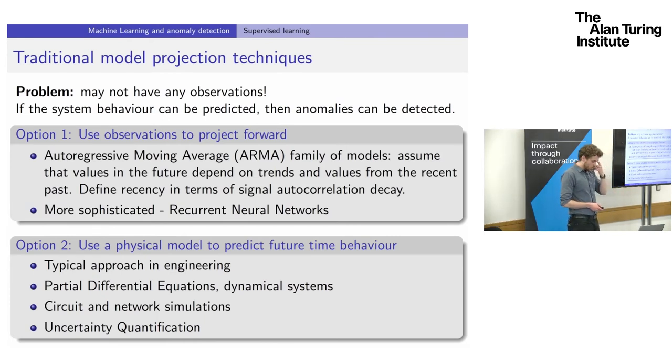My background's really in uncertainty quantification for civil engineering problems. In these, we build a physical model and use that as our way to extrapolate into the future. So this is a different problem domain from a network with incoming data. We're trying to figure out what we think this thing's going to do beforehand. Of course, we can collect all this data and train a supervised model on this.